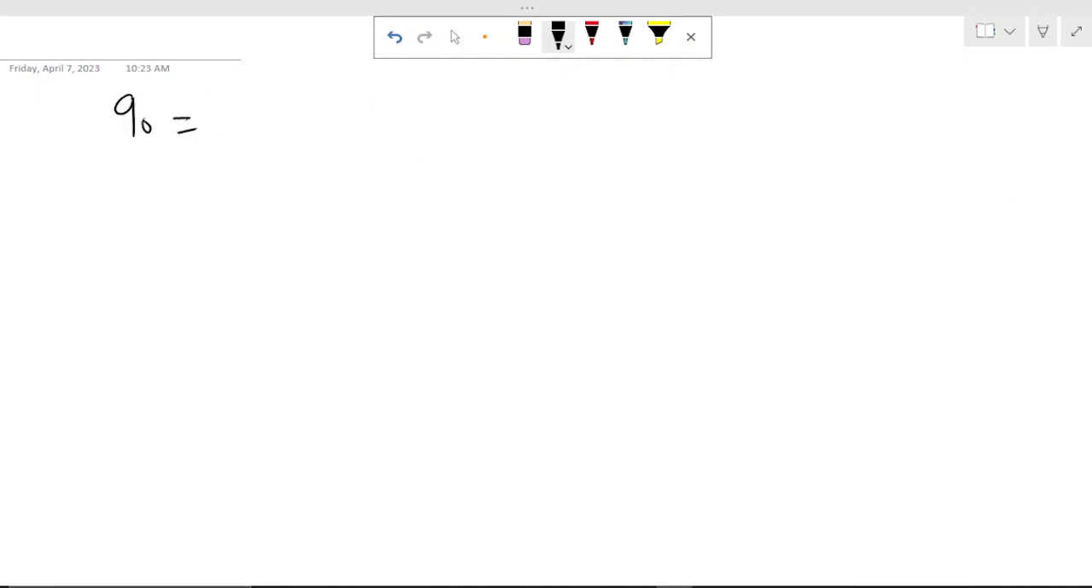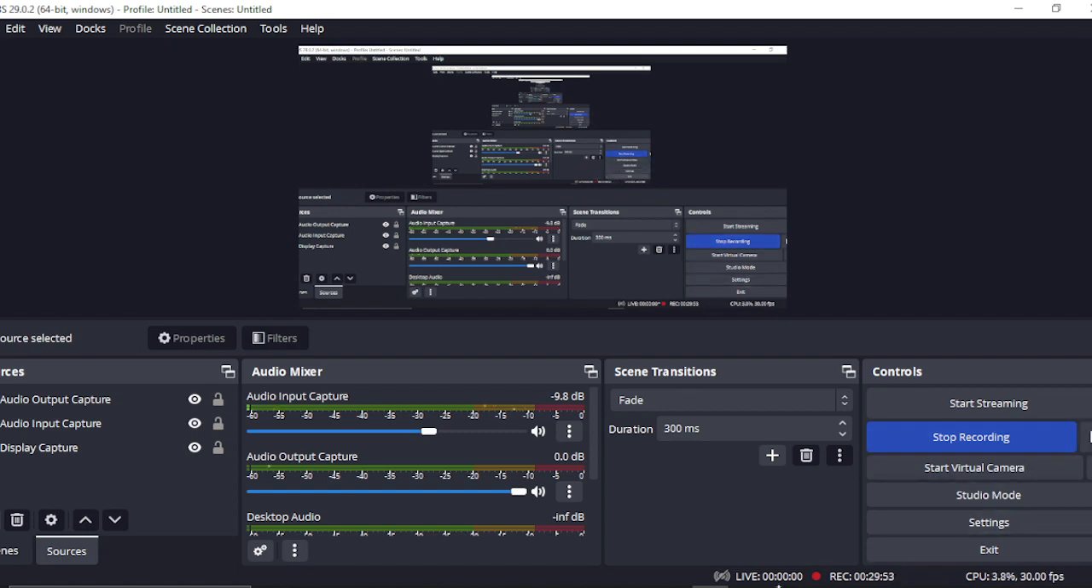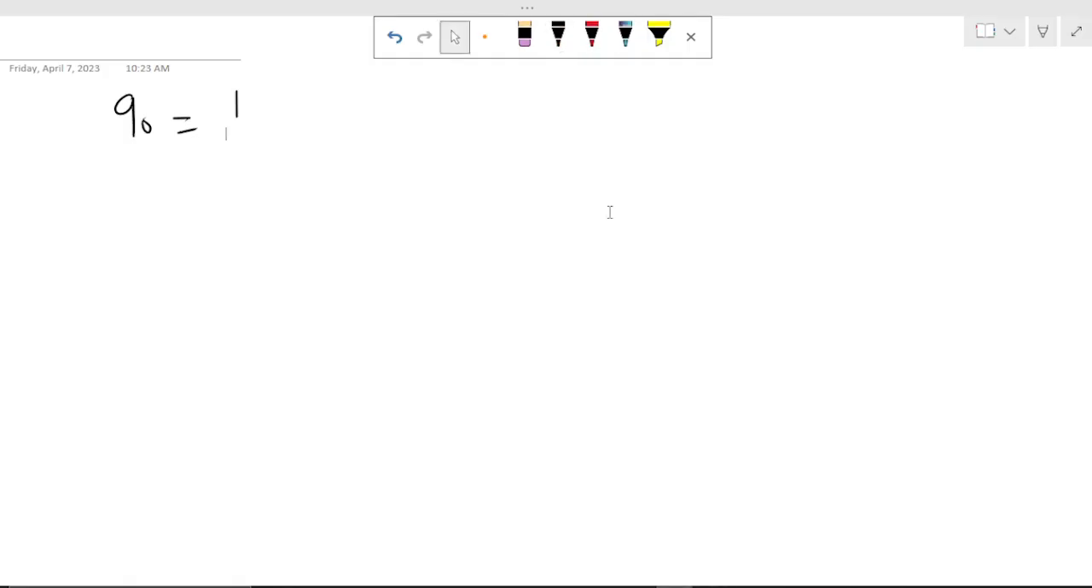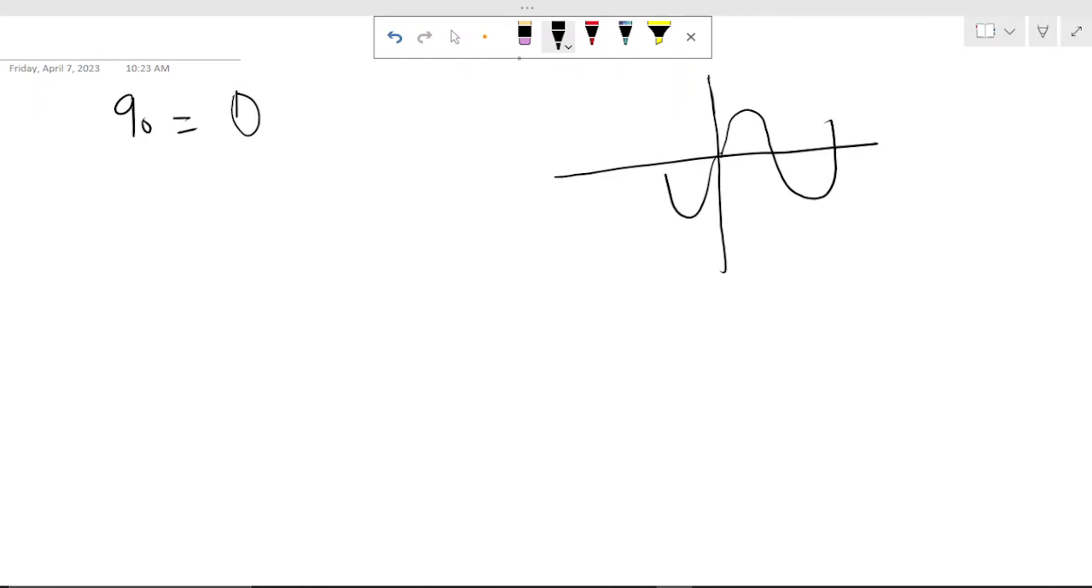Our a naught is 0 for an odd function. But let me show you why. Let's take a graph of sine x. So the basic idea of a naught is the area under the curve.